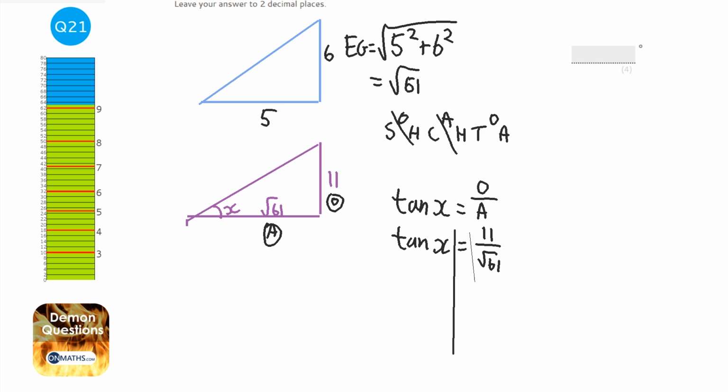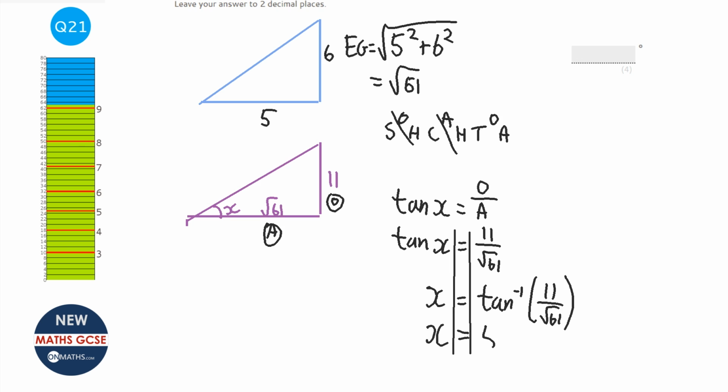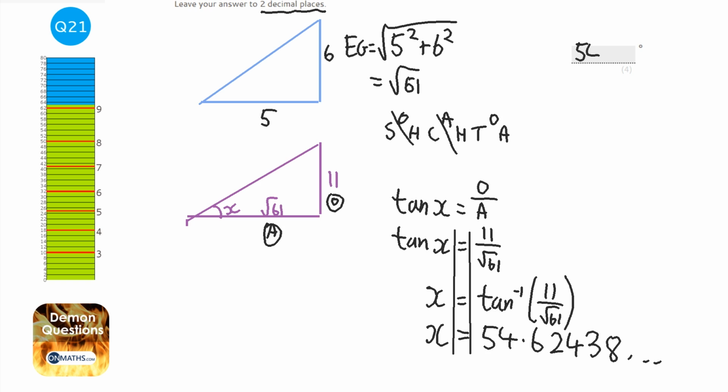And we're going to inverse tan both sides. Just standard trigonometry. So inverse tan and fraction 11 over root 61, and just close the bracket. There we go. And it says that X is 54.62438 and so on. It says it wants 2 decimal places, so the answer I'm going to write is 54.62.